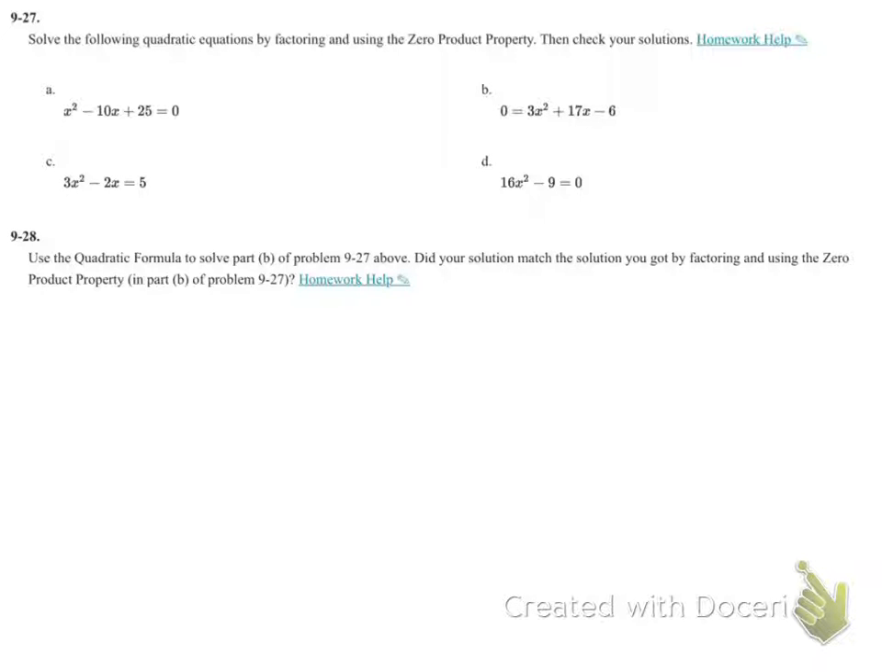Problem 28 wants us to take a look back at problem 27b and do the quadratic formula, and then check our answer with what we got when we did problem 27 using factoring and the zero product property. So first of all, I want to go through and take a look at what we get from factoring and the zero product property.